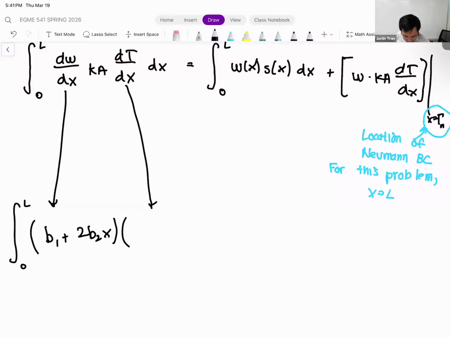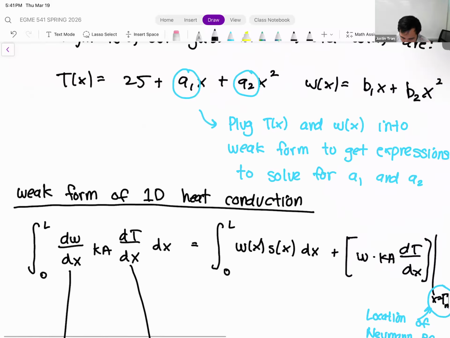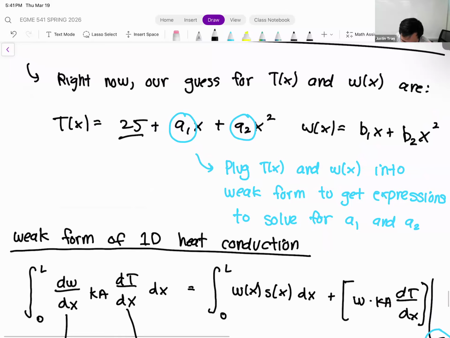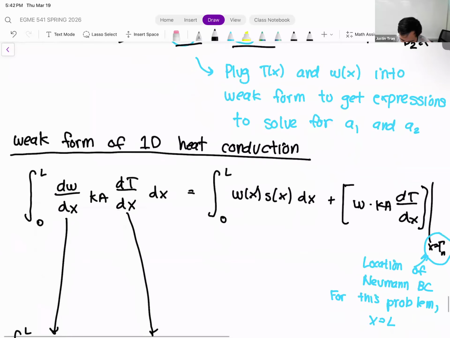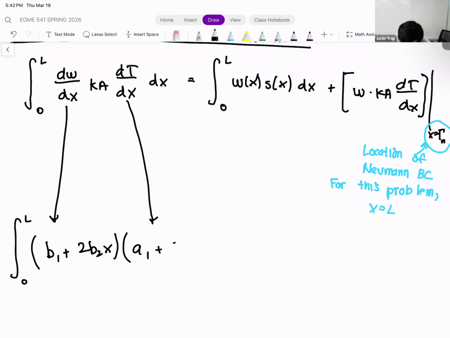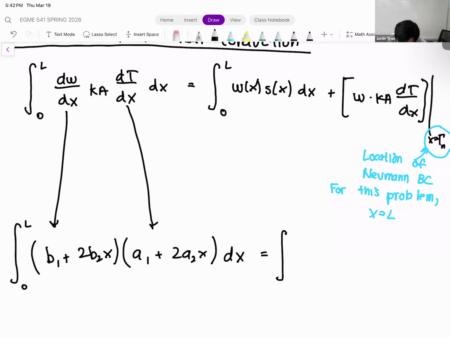So we have dt dx. And so we take the derivative of our current guess for t, and that is 25 plus a1x plus a2x squared. So we take its derivative, we get a1 plus 2a2x dx. Okay. Good. This is equal to, now we have the integral of w of x times s of x from 0 to L. So let's take the integral from 0 to L.